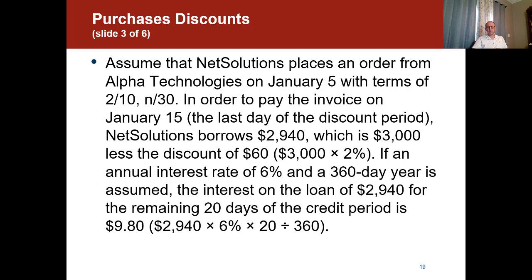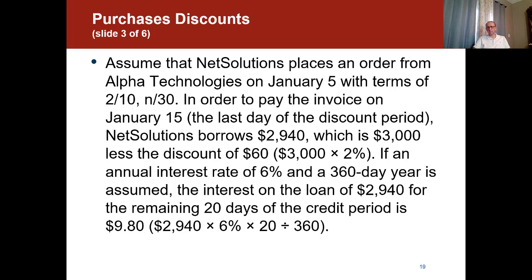Assume that Net Solutions places an order from Alpha Technologies on January 5th with the terms of 2/10 net 30. In order to pay the invoice on January 15th, which is within the first 10 days, or in other words, the last day of the discount period, Net Solutions decided to borrow the amount that should be paid, which is $2,940, the $3,000 less the discount of $60. If an annual interest rate of 6% in a 360-day year is assumed, then the interest on the loan of $2,940 for the remaining 20 days of the credit period is $9.80.